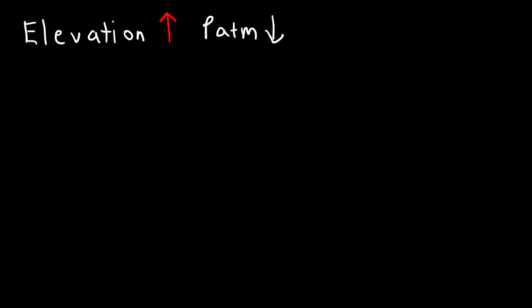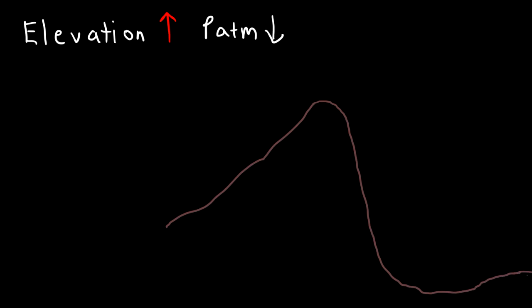Now, something that you need to know is that the atmospheric pressure is dependent upon elevation. So as the elevation increases, the atmospheric pressure decreases. So let me draw a picture that's going to illustrate that. So let's say here we have the shape of a mountain, and here is a valley, and let's say this is the sea.